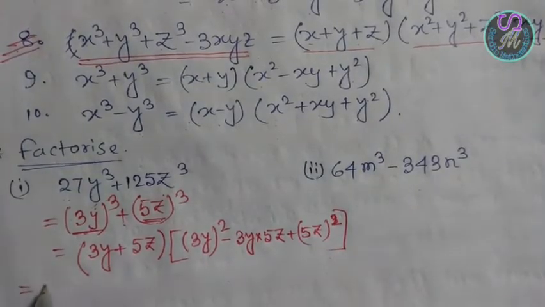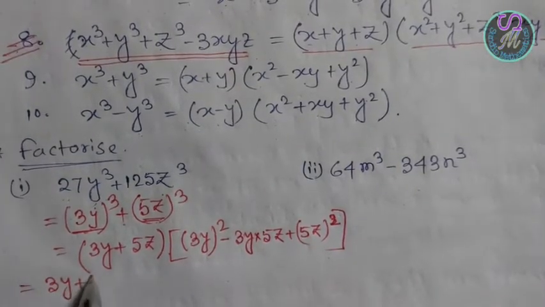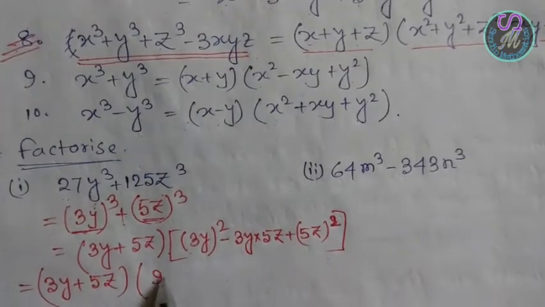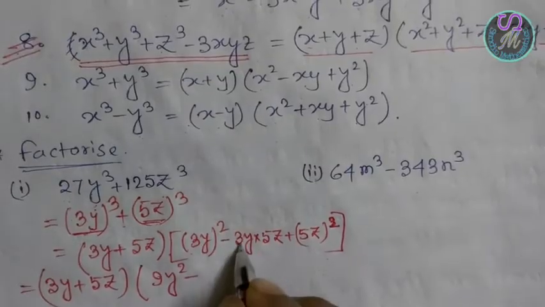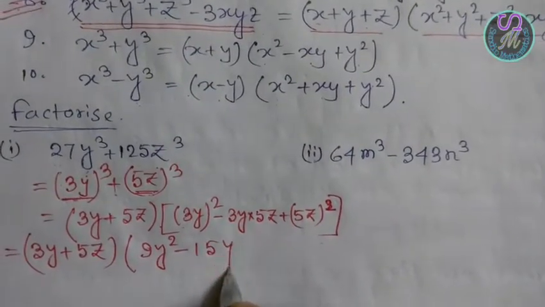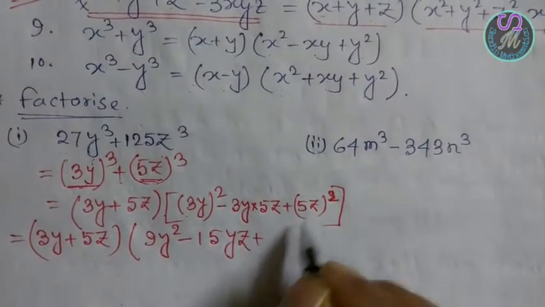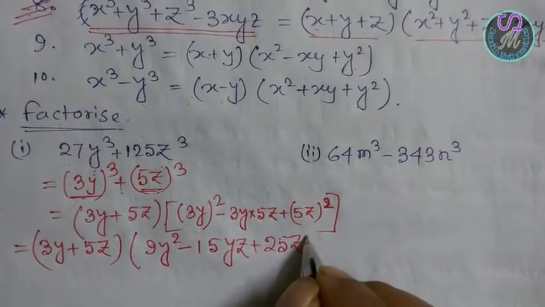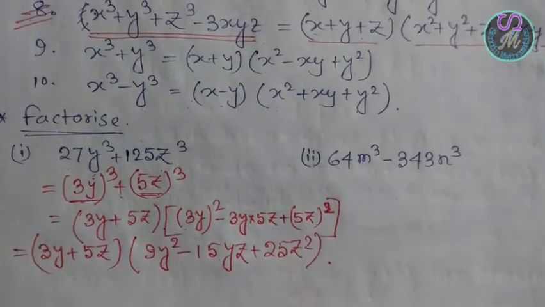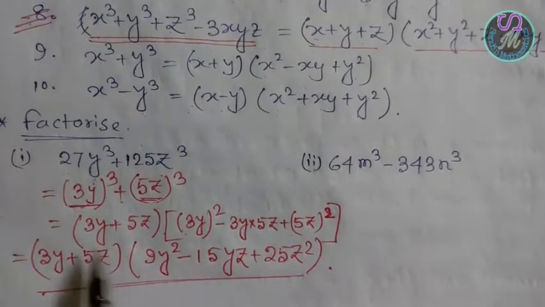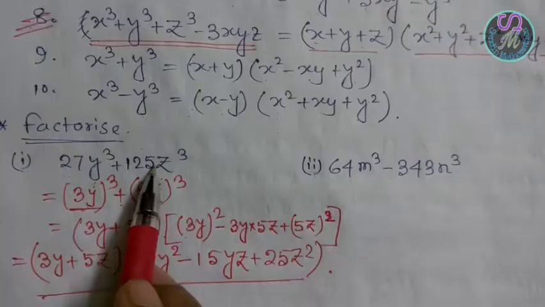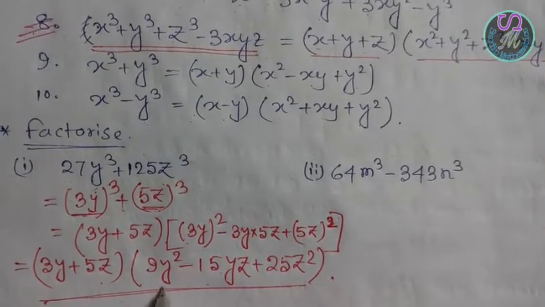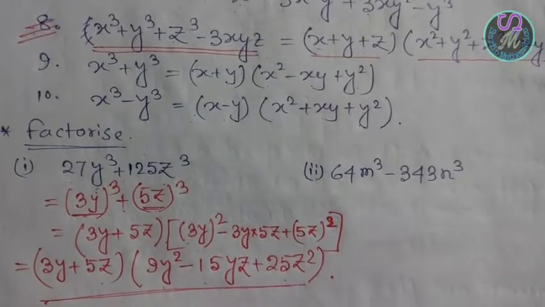Then this one is 3y plus 5z, this one into 3y whole square, that means 9y square, minus 3 into 5, 15, so 15yz, plus 5z square, that means 5 into 5, 25, so 25z square. And this is the factorization of the given expression 27y cube plus 125z cube. This is 3y plus 5z into 9y square minus 15yz plus 25z square.